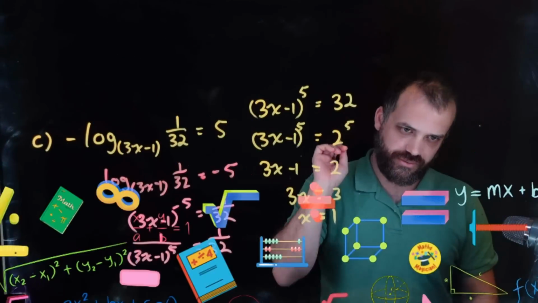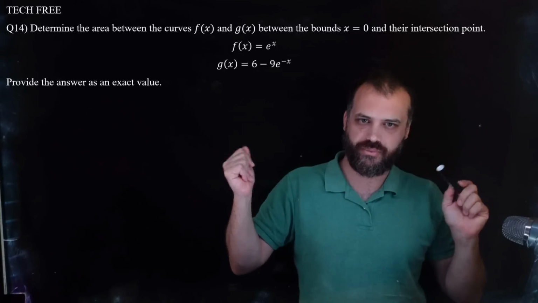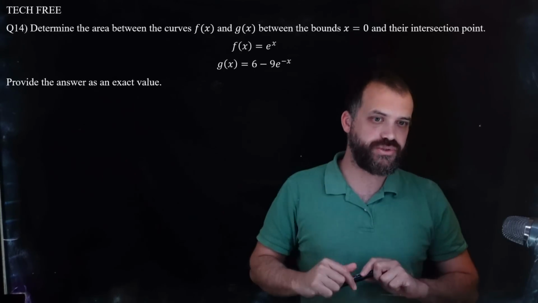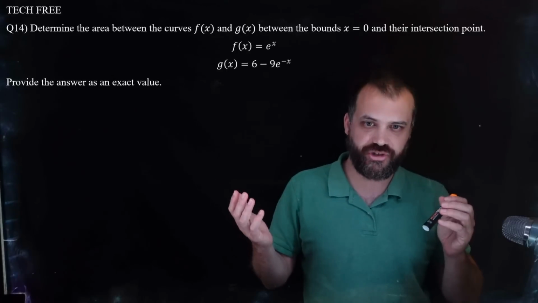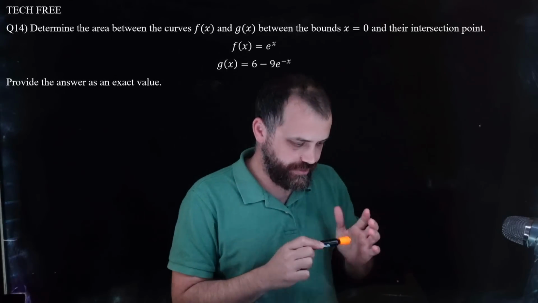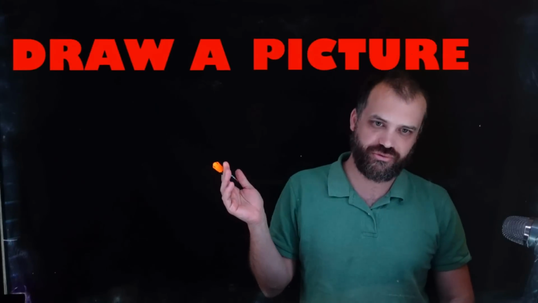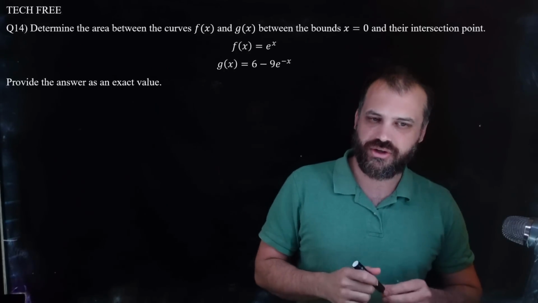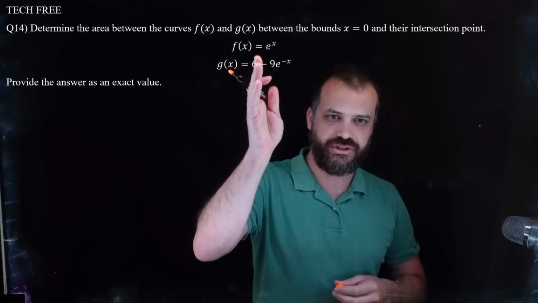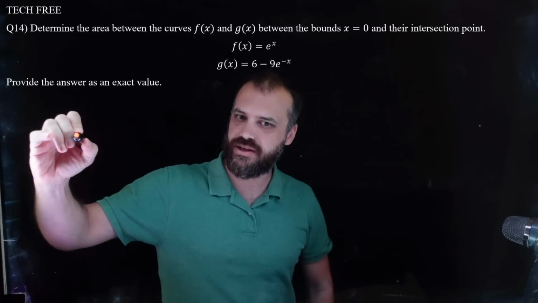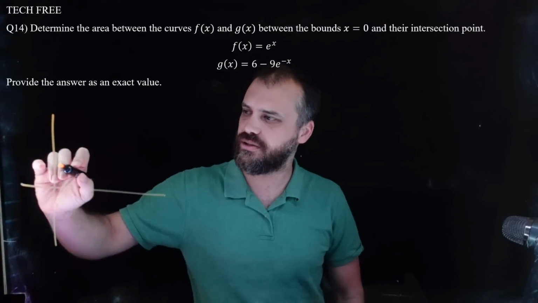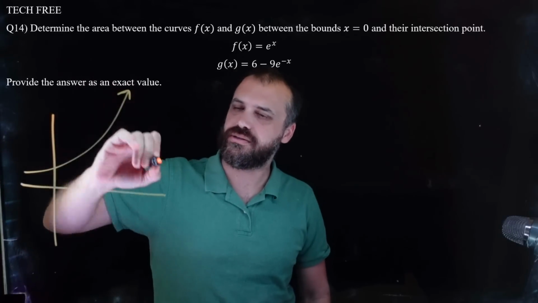And we've got one more question. All right, we have an area between two curves. Have a try, then I'm going to do it. All right, I'm going to do it, and it's not going to surprise you here that my first step is to draw a picture. All right, so I've got a function, e to the x. Now that looks something like this.